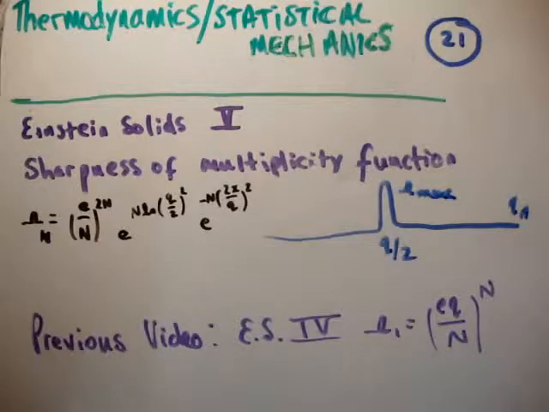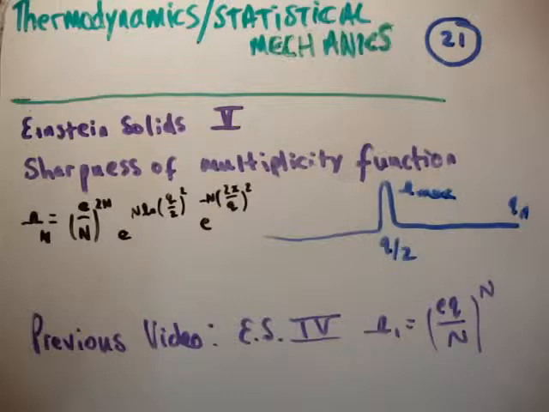In the previous video, I discussed Einstein Solids 4 and we proved the formula for the multiplicity of a single Einstein solid. So why are we discussing the sharpness of the multiplicity function? Well, the point is we're trying to show that it is statistically overwhelmingly likely that the system will be in equilibrium when it is in its maximum multiplicity, or the state of maximum multiplicity.